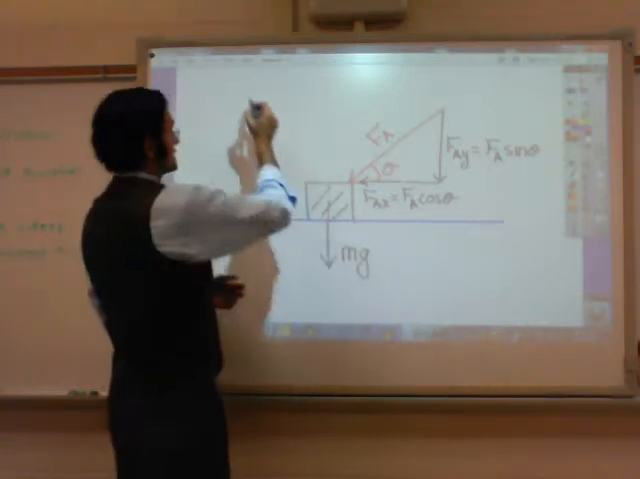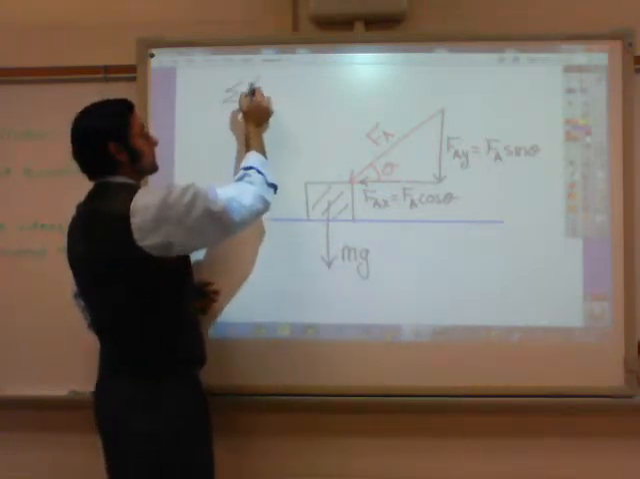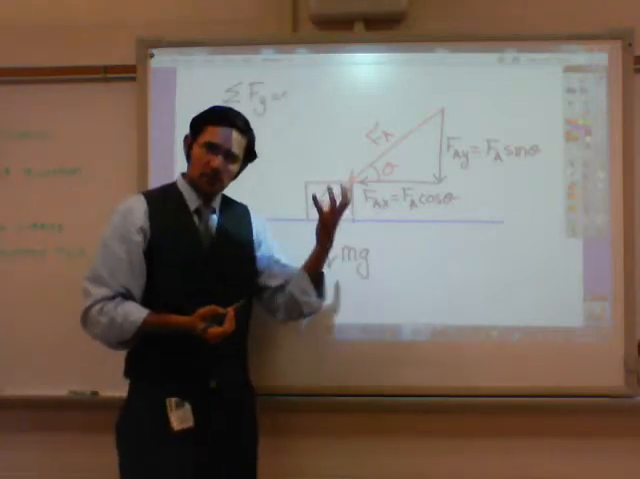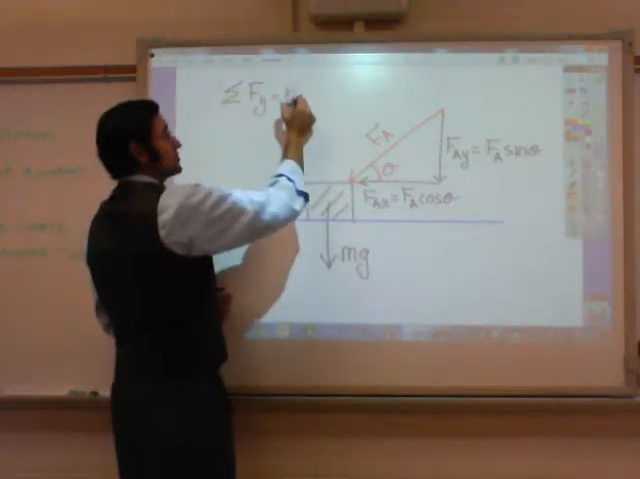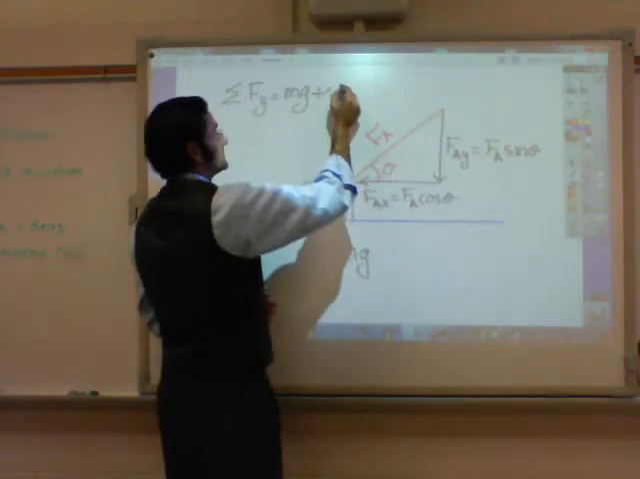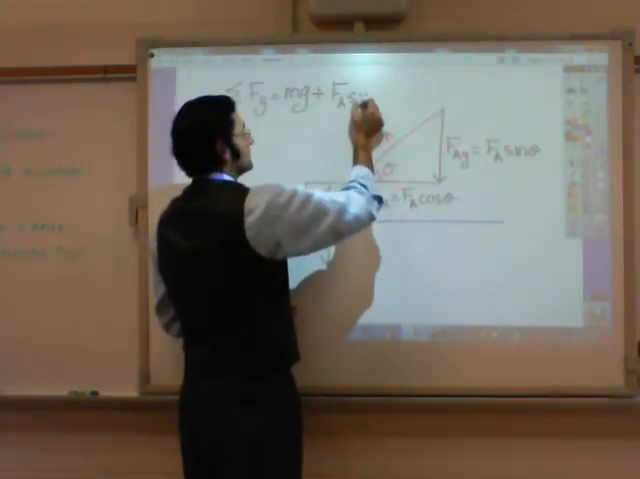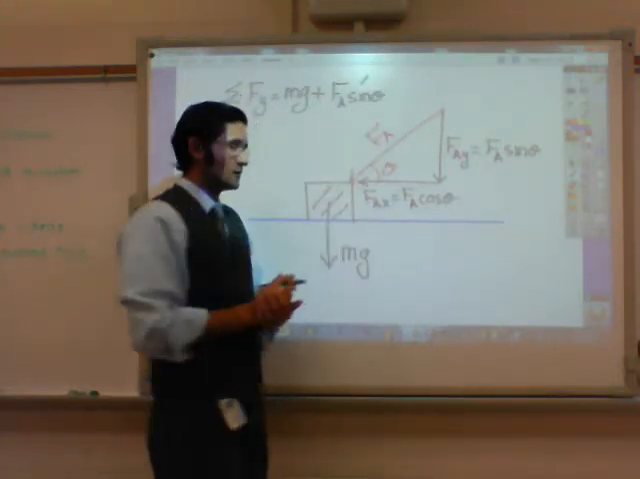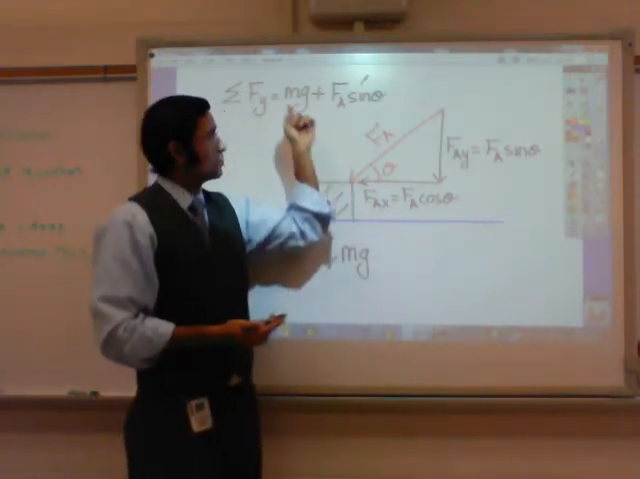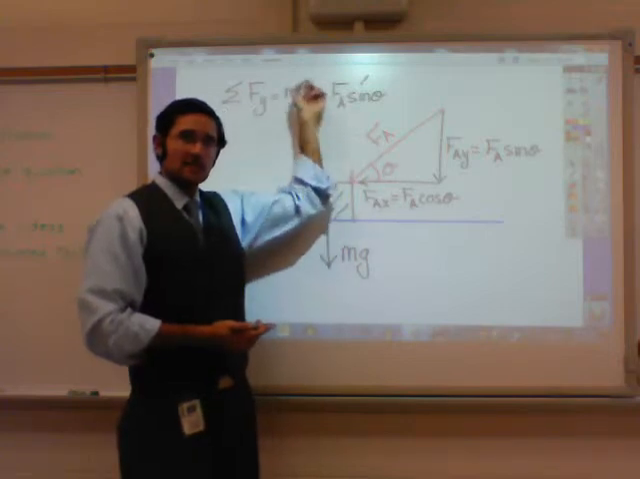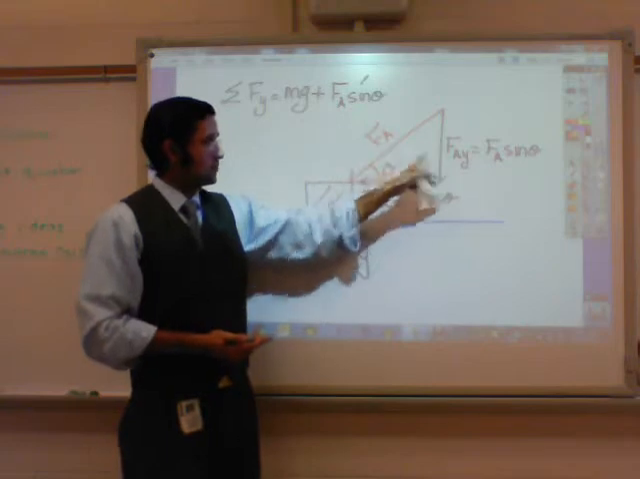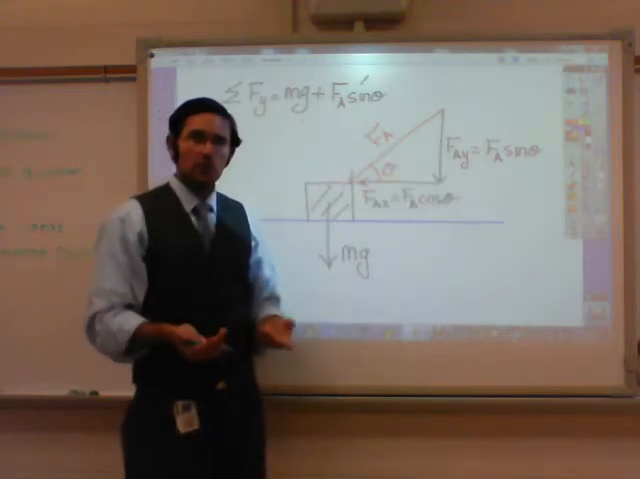So the total force in the y direction, meaning the total force pushing the box down, is the force of gravity plus Fa sine theta, because both of these forces are pushing the box down. If the total force pushing the box against the surface is mg plus Fa sine theta, because both forces are pushing the box down, then what's the normal force going to be?